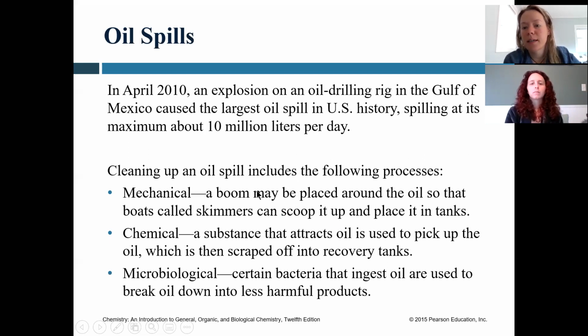There's a couple different ways that we can clean up. Mechanical, which is where they use a big boom and they just skim or collect the oil mechanically. Chemical, which is where they use a nonpolar substance that attracts the oil, and then they can scrape it up in recovery tanks. And then this one, which has been explored more recently, which is really cool, is a microbial or microbiological mechanism, where there are certain bacteria out there that actually like to ingest oil, and they can eat the oil that's spilled and break it down into less harmful products.